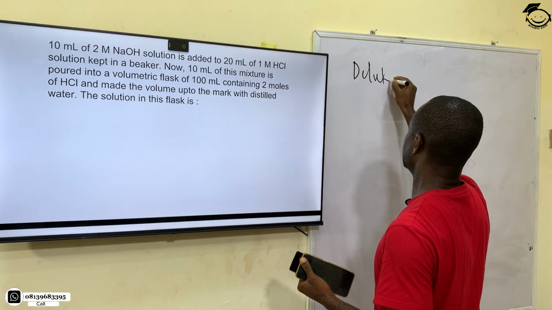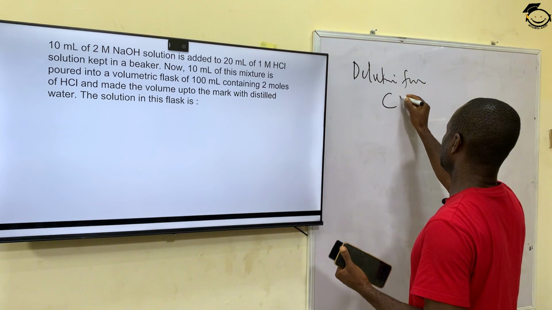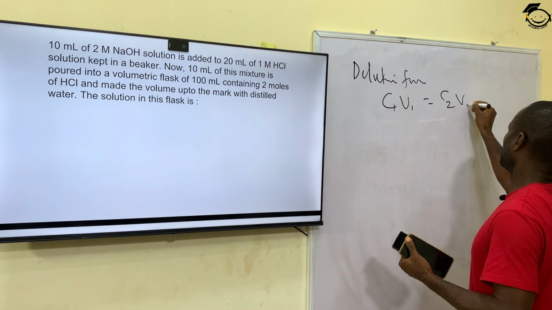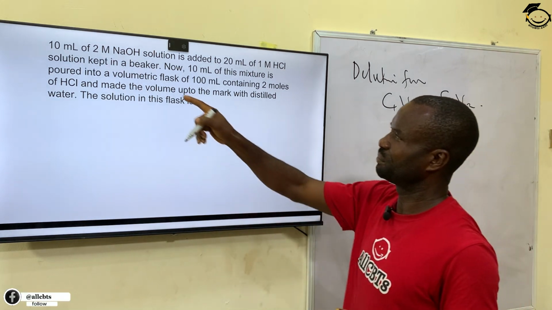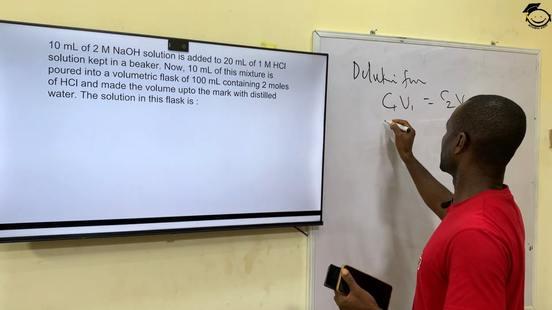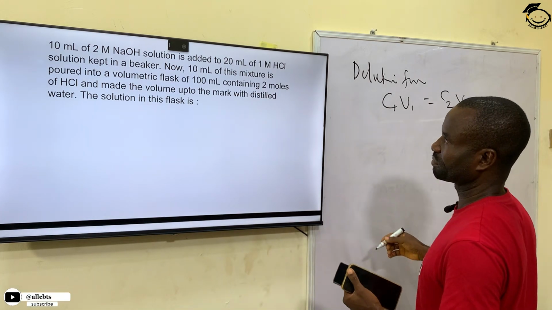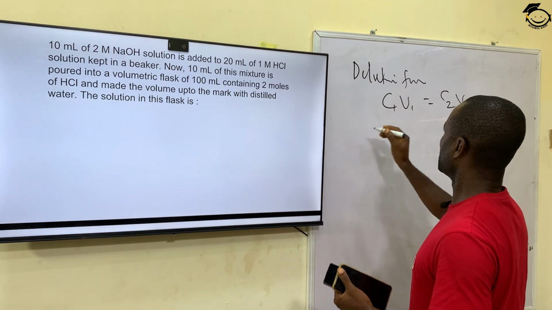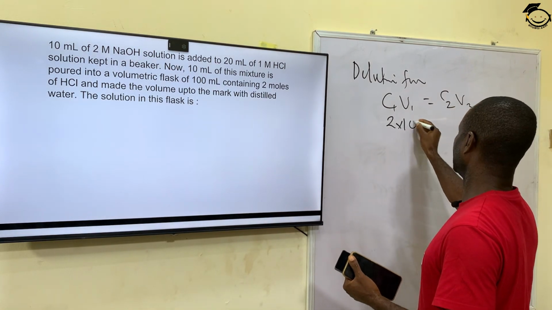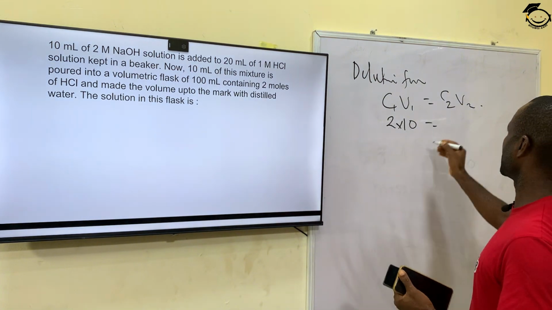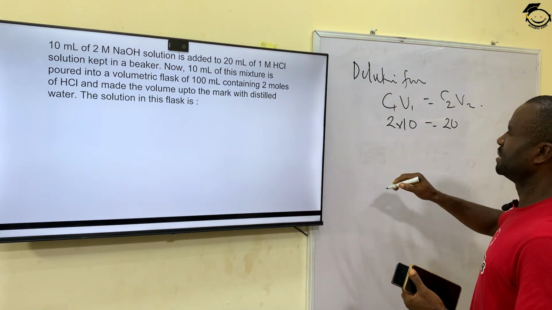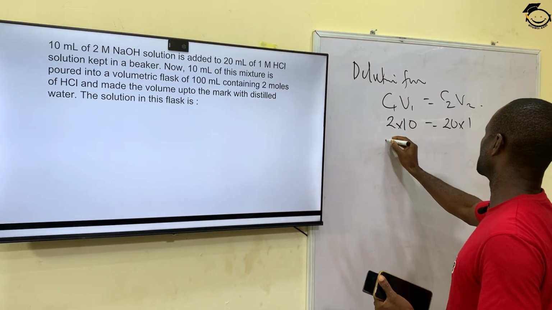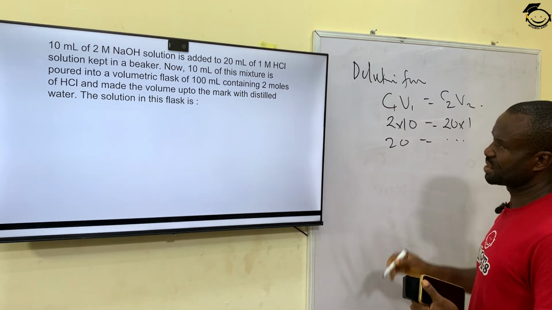Our dilution formula states C1V1 equals C2V2. In this case, we have the concentration of the sodium hydroxide, which is 2 times 10, gives us 20, times 1. You can see this cancels out because it gives you the same 20, 20. So this is not important.